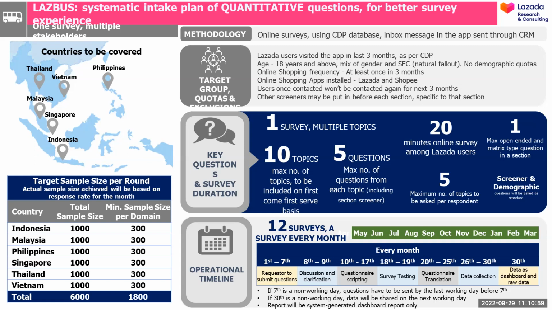That way, all of you know that you have to plan for your research questions before the 7th of the month, or else you go into the next month's research, the next LazBus. So every month, that's basically the timeline.